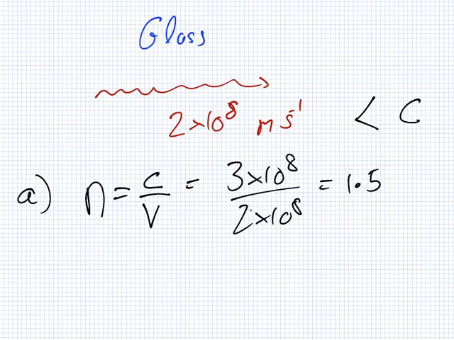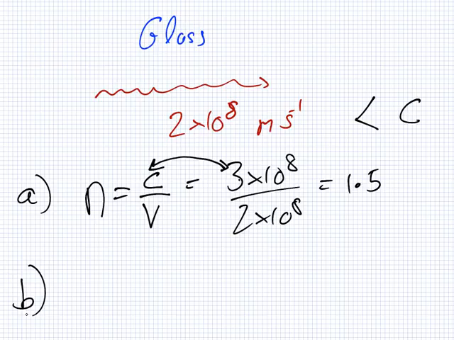Why do you have c? 3 is for the c. Because we did this in the last class. c is always constant. It's always going to be the same.